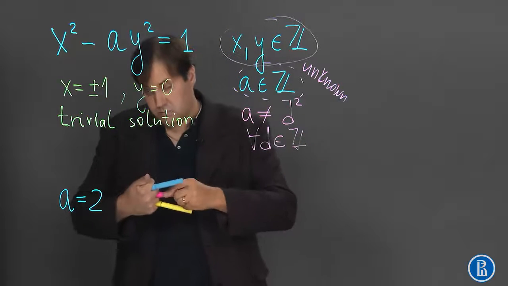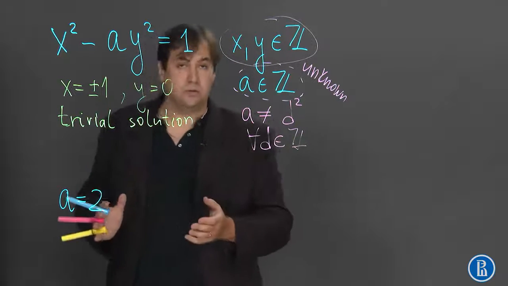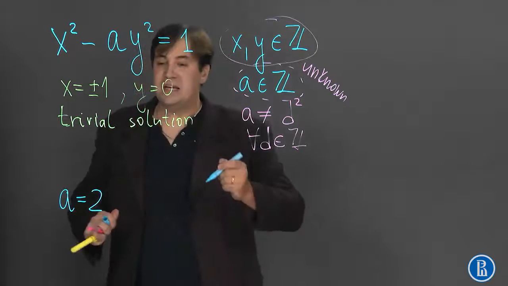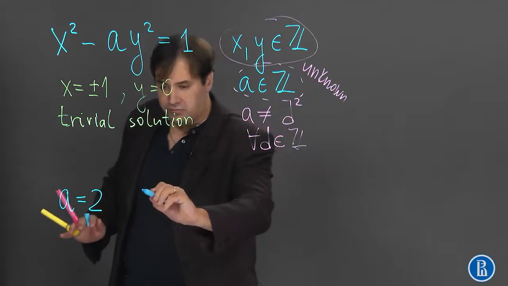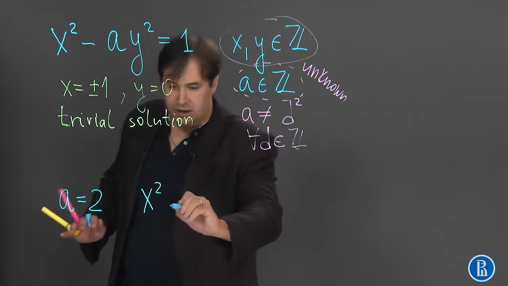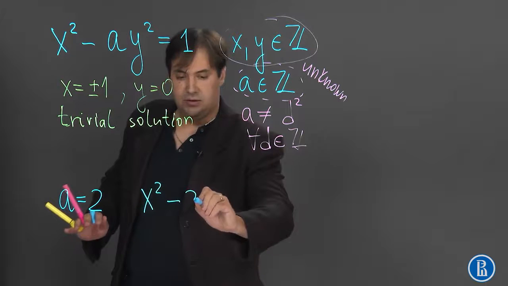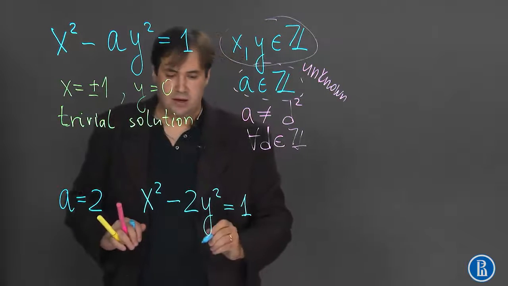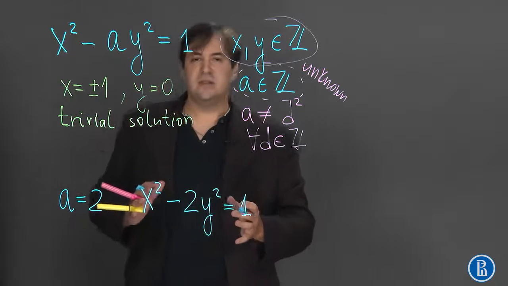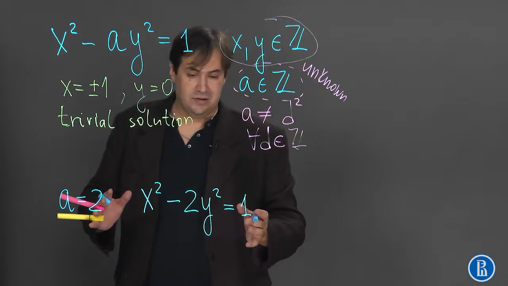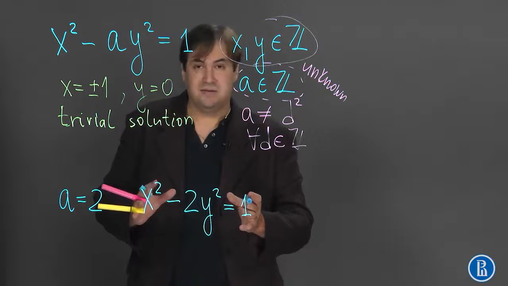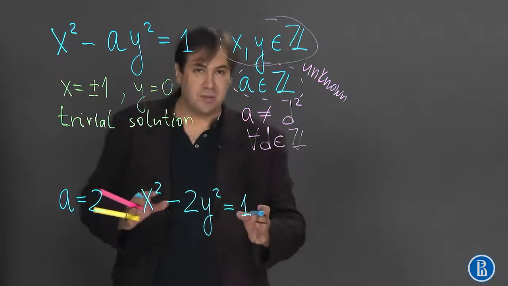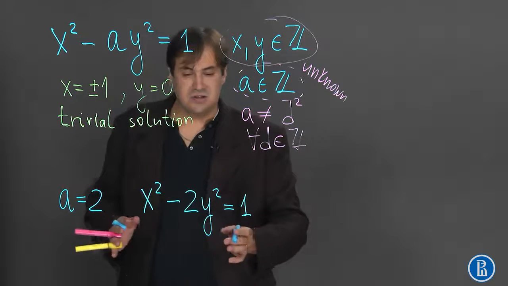Okay, so consider a equal to 2. Well, 2 is certainly not square. Then we have an equation, x squared minus 2y squared equal to 1. Are there any non-trivial solutions of this equation? Well, I think that thinking for less than a minute will let you come up with a non-trivial solution.